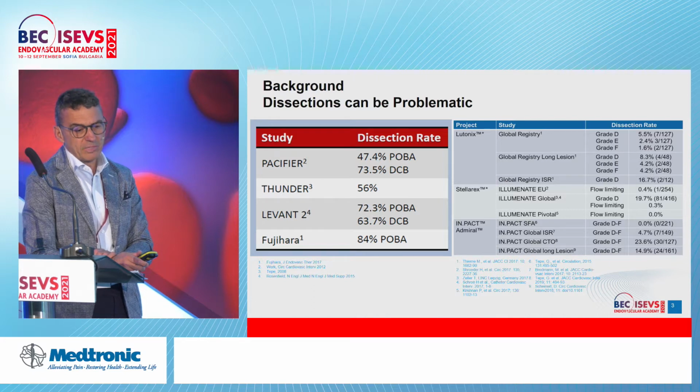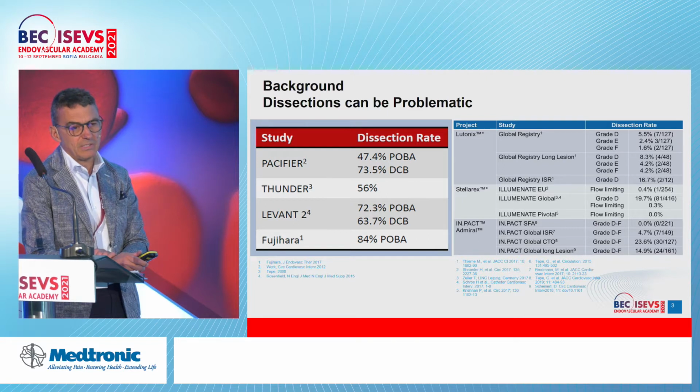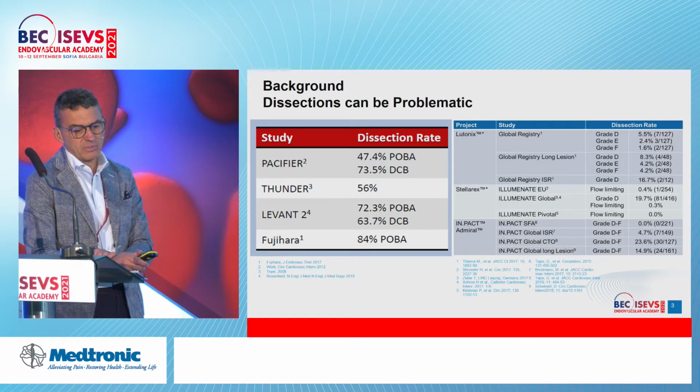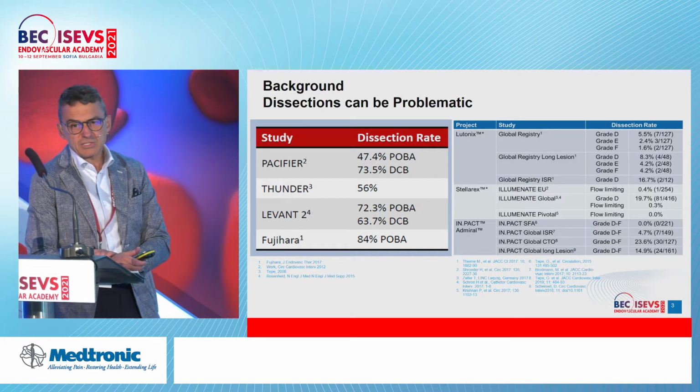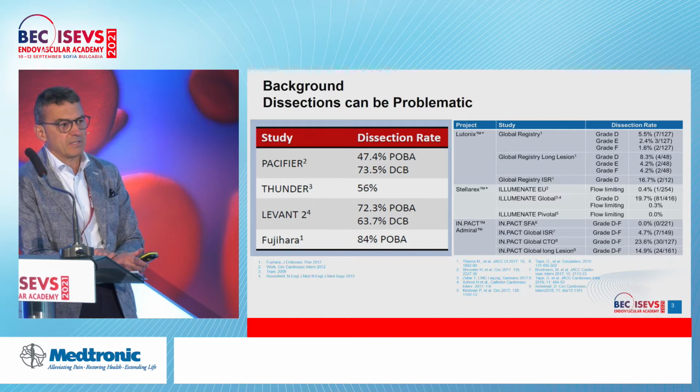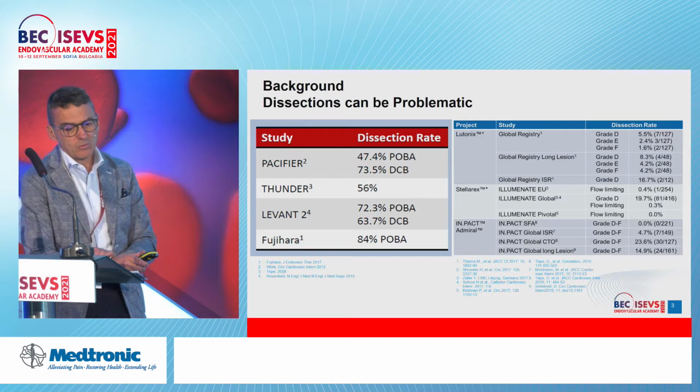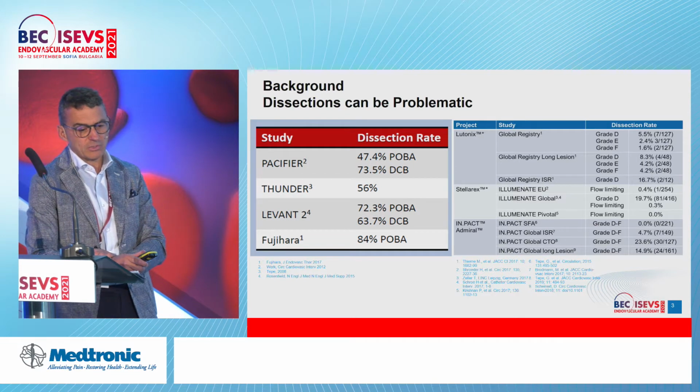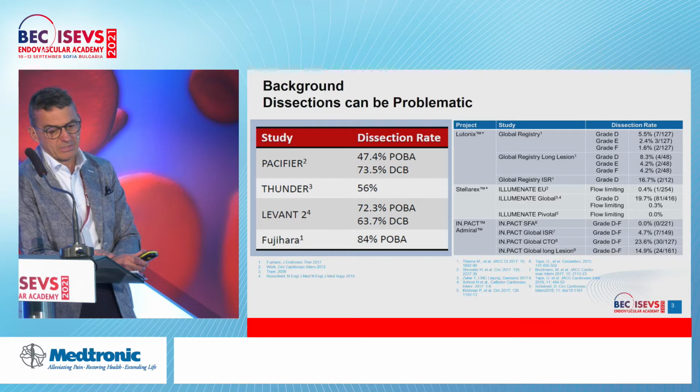The main problem of ballooning: in most cases, SFA lesions are long and calcific, and we need either one very long balloon inflation or several inflations with shorter balloons. But because of the nature of the pathology, local dissection is probably the main problem of plain balloon intervention, as shown here with different devices: Lutonix, Stellarex, and IN.PACT Admiral.